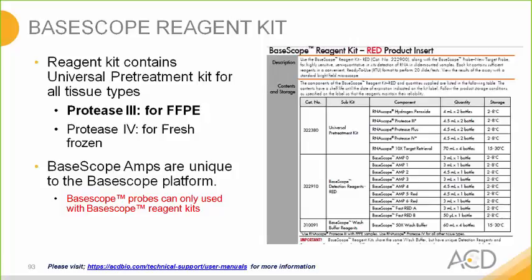Here is the product insert for BaseScope to show what you would receive if purchasing the BaseScope reagent kit. The reagent kit contains the universal pretreatment so that you can use it for all tissue types. For example, protease 3 would be required for FFPE tissues, while protease 4 would be used for fresh frozen tissues. And again, just as a reminder, the BaseScope amps are unique to the BaseScope platform and cannot be interchanged with the RNAscope kit.